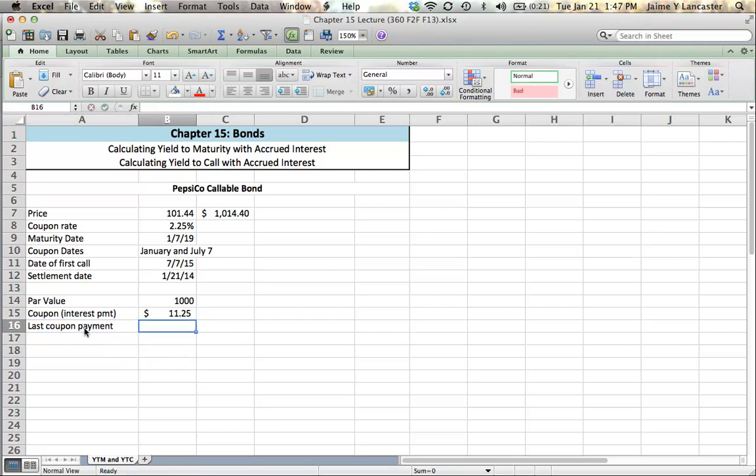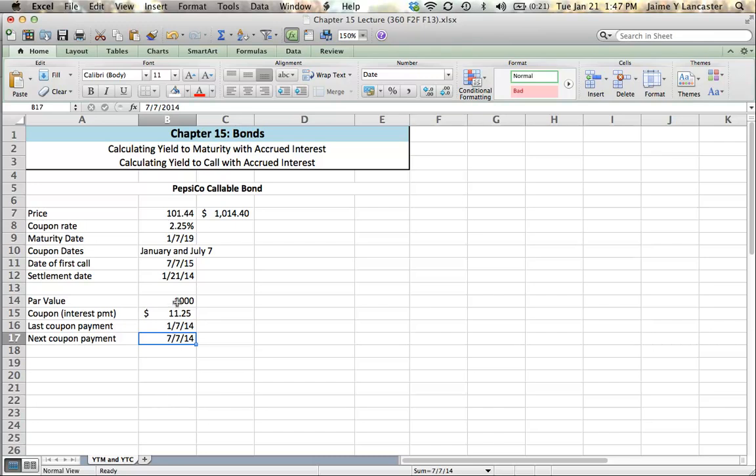The last coupon payment, well, if they're paid on January 7th and July 7th of each year, the last one is going to be 1/7/14, or 2014, just a few weeks ago. And the next payment is going to be on 7/7/14. So we can see the next relevant cash flows in terms of payments.